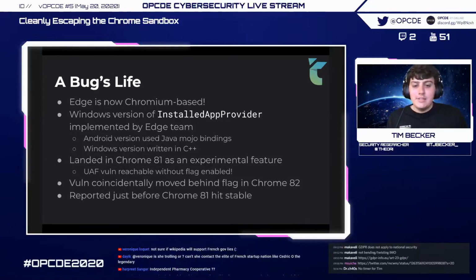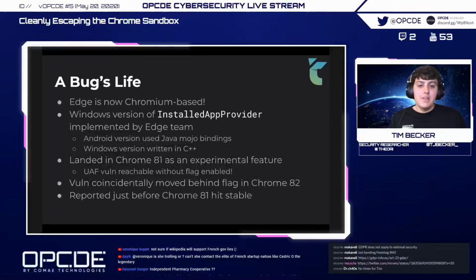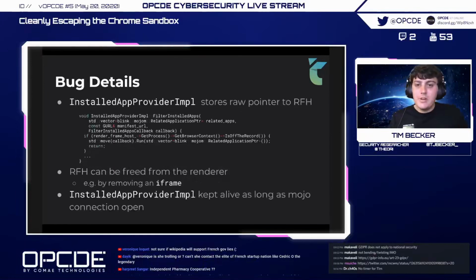But I guess one interesting takeaway is that because Chrome is on this 6-week release cycle, the reachable version of the bug was in Chrome 81, which should live for about 6 weeks before Chrome 82 comes out. And so this bug would have been exploitable in the wild for about 6 weeks. But we found it and reported it just before Chrome 81 hit stable. So thankfully it was fixed and it never got pushed out to users. So what actually is the bug?